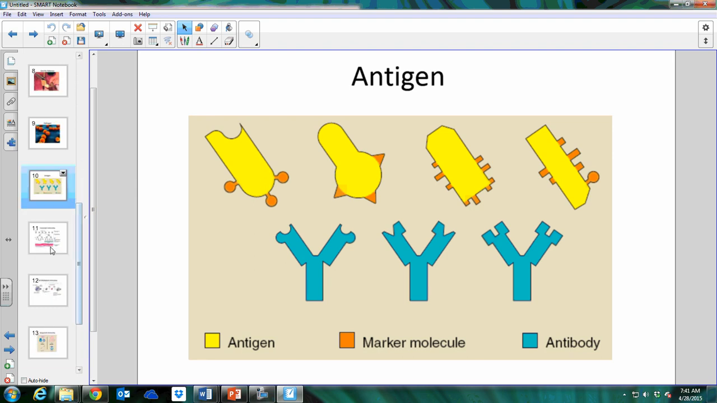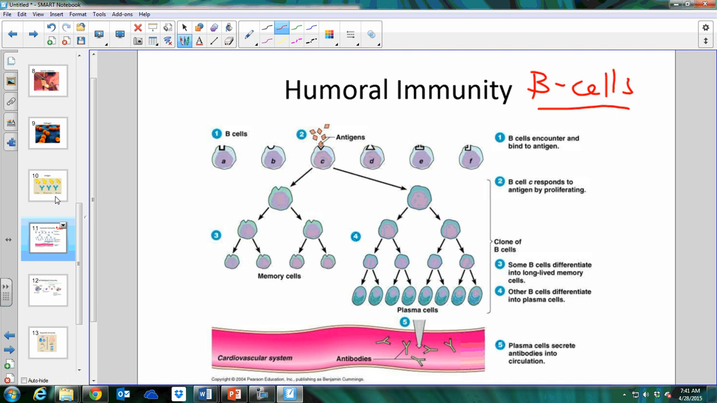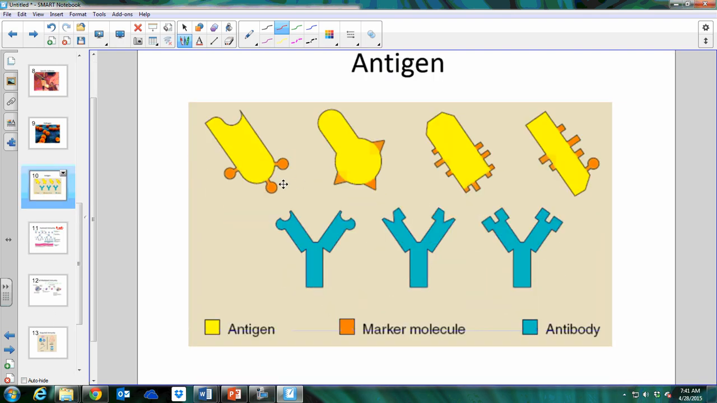So your body will form two kinds of specific responses against that. There's humoral immunity. This is where there's a certain kind of cell in your white blood cells called B cells, and these B cells will form antibodies. An antibody looks like these blue things here.